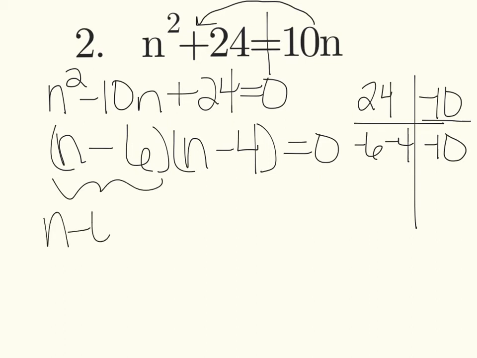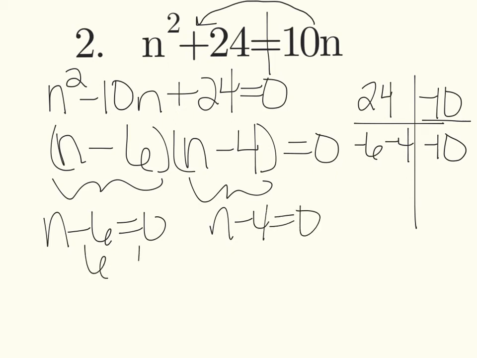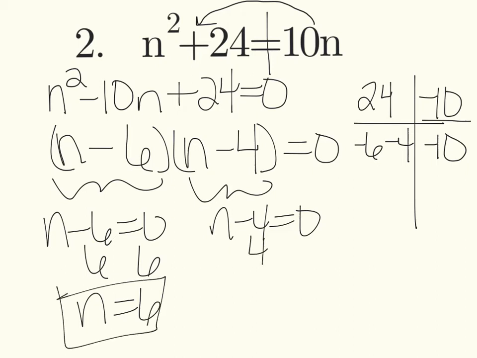So I have n minus 6 equals 0, and I have n minus 4 equals 0. So I'm going to solve both of them. I'm going to add 6, and n equals 6. I'm going to add 4, and n equals 4. Those are my two answers.